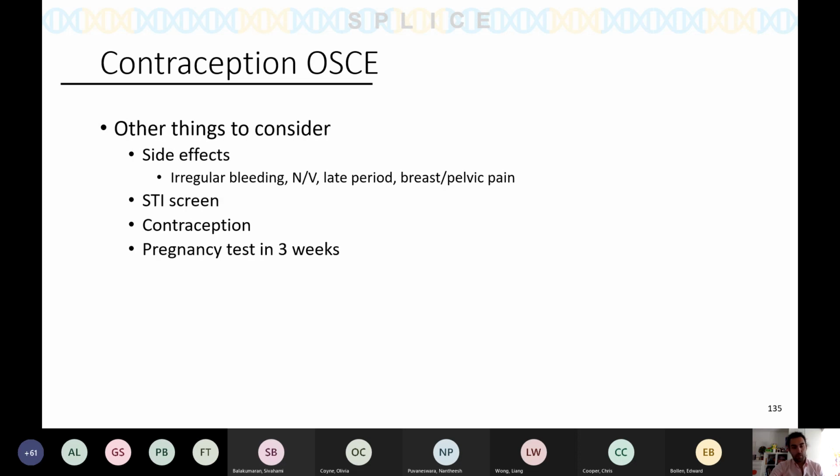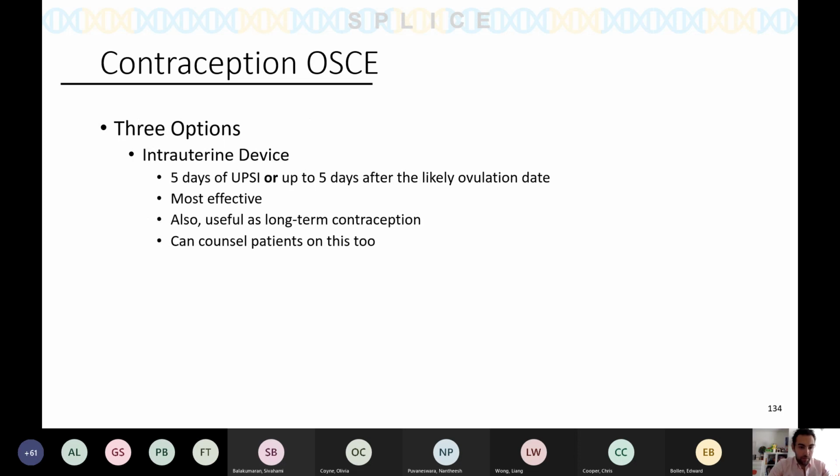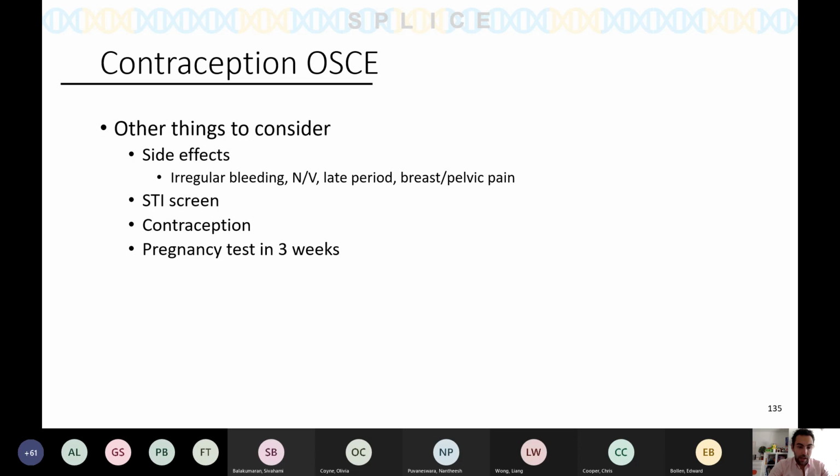So you can get side effects from it, and you may want to do an STI screen, speak about further contraception and pregnancy test in 3 weeks. Brilliant. So that was a quick whistle-stop tour of what I think is the most important things in gynae.